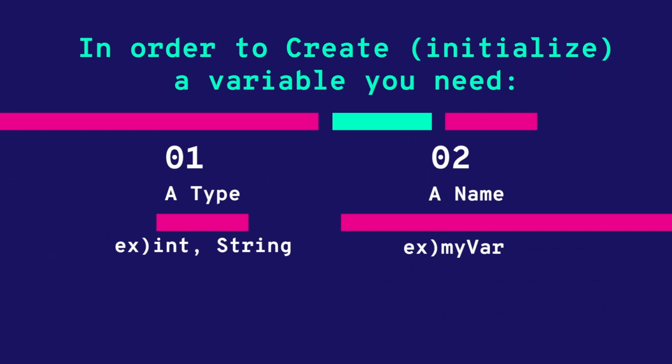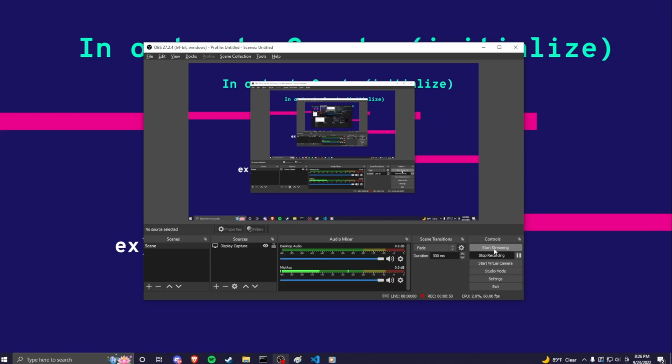In order to initialize, that's the word for creating a variable, you need two things. You need a type and a name. So the type defines what type of data you are going to be storing, and a name is basically used in your code to refer to that data.